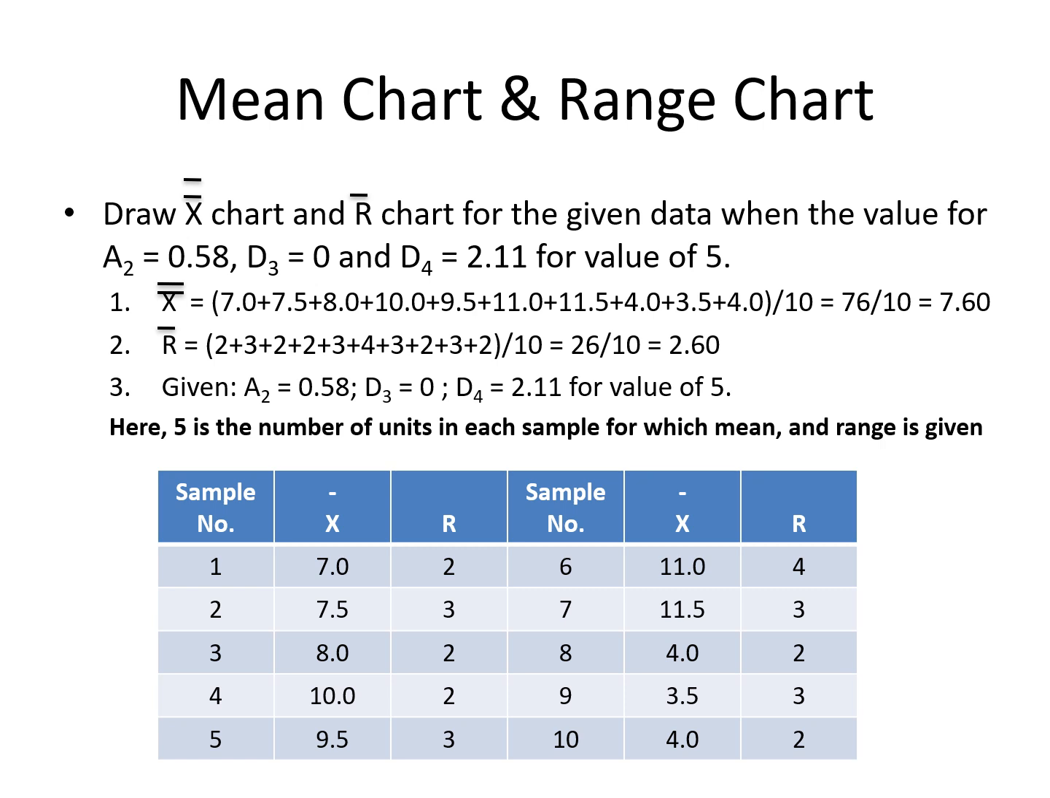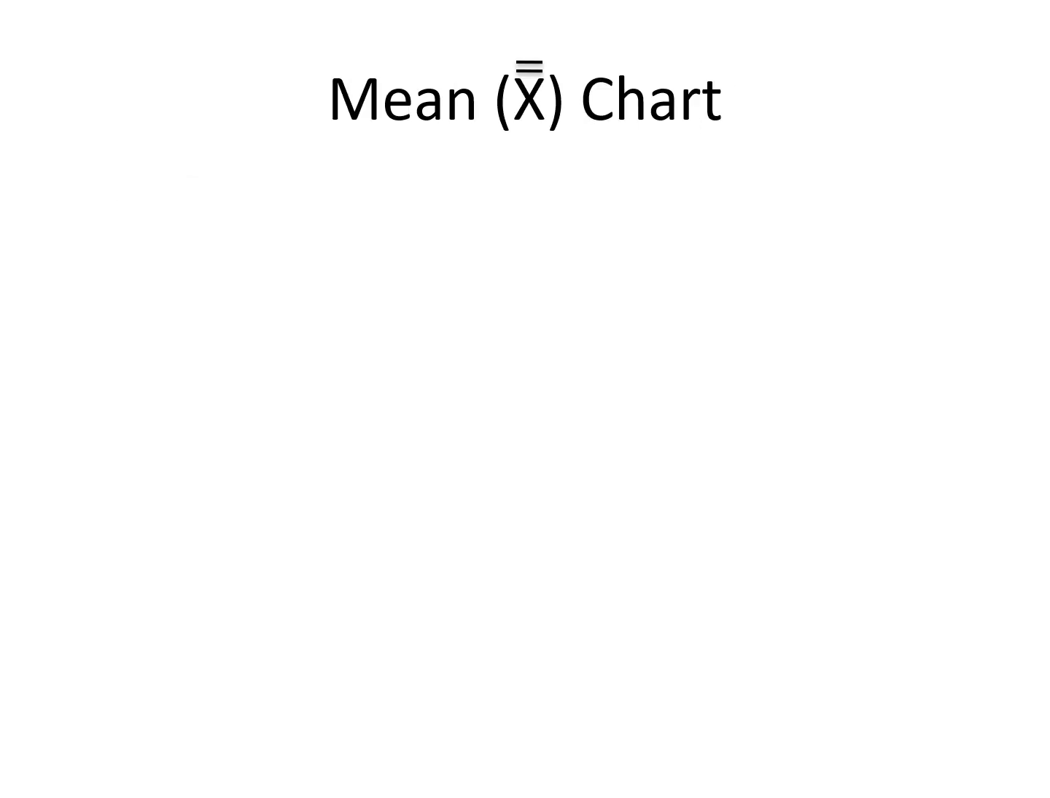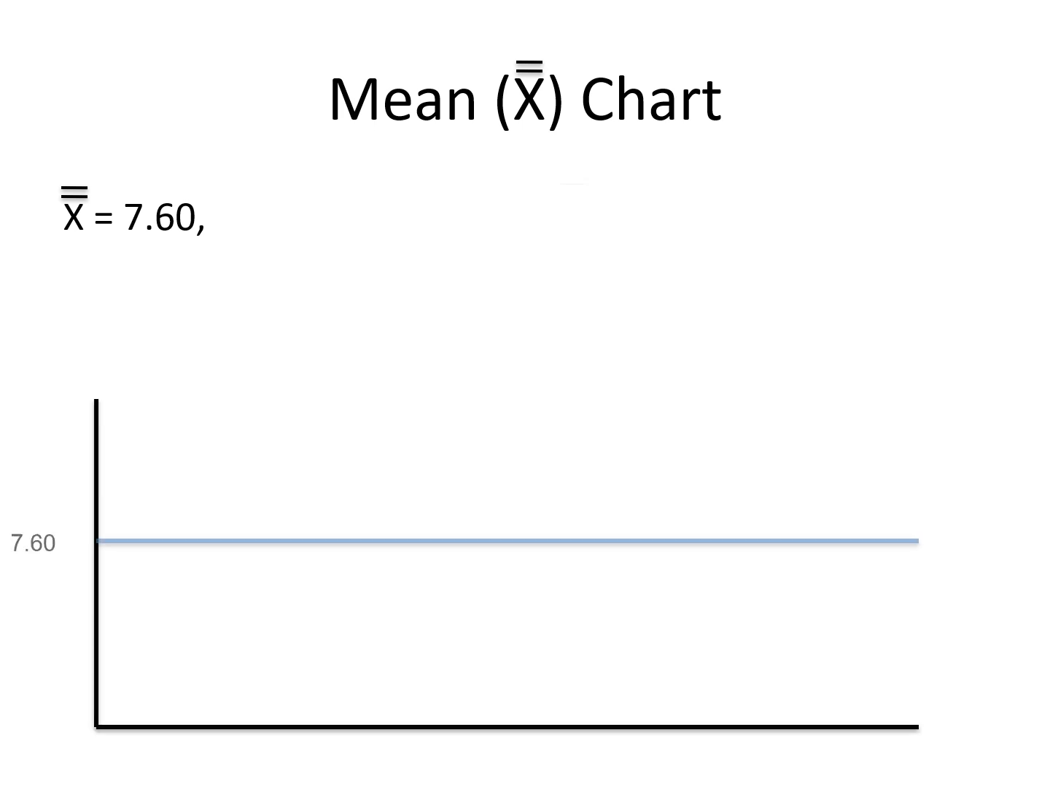As mentioned, the number of units in each sample for the mean and range is given, which is 5. So starting with the mean chart, or the X bar bar chart, it has been calculated in the last slide that X bar bar was 7.60. So for the mean chart, we know that the center line would be 7.60.